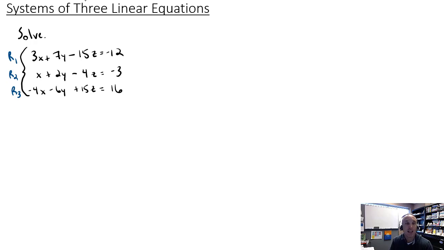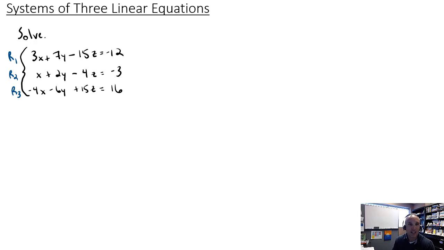All right, so what do we want to do first? Well, we need to decide on a variable to eliminate so I can get two equations in terms of the other two variables. And so I see in row 2 I've got this x, which is just one x. That means I can use it easily to eliminate the 3 in row 1, and I can easily use it to eliminate the negative 4 in row 3. So that's what I'm going to do. I'm going to write my row operations to describe what I'm doing.